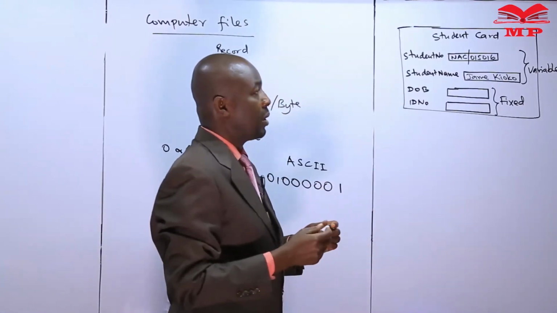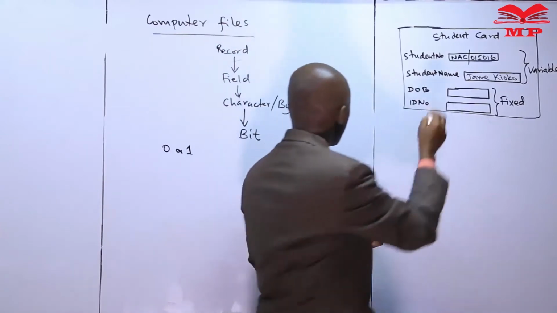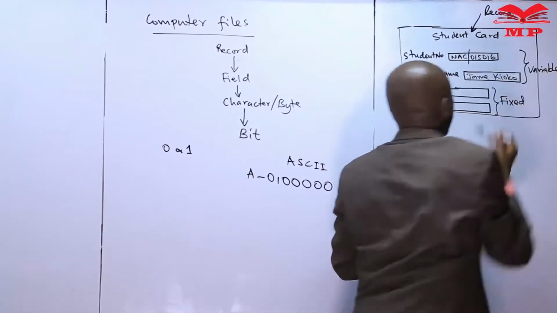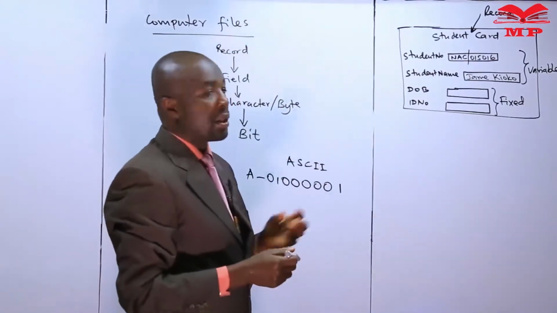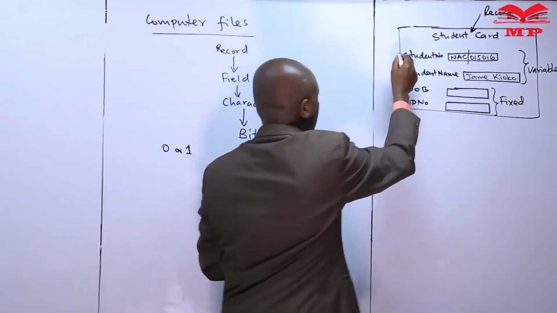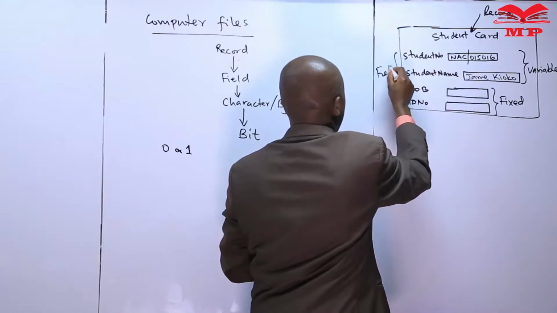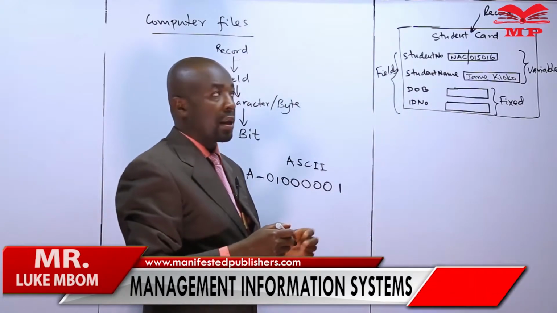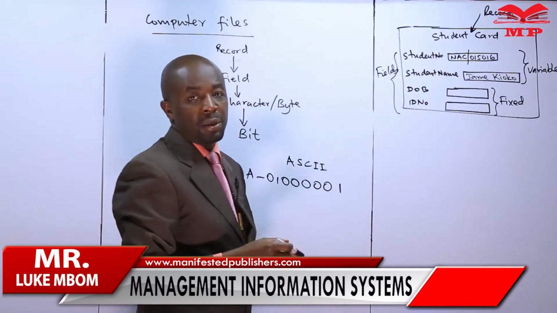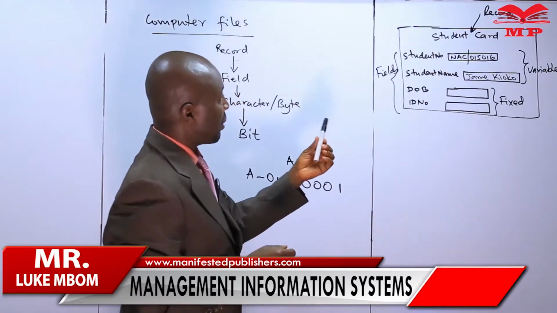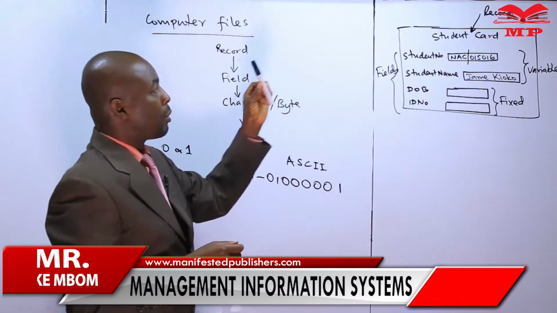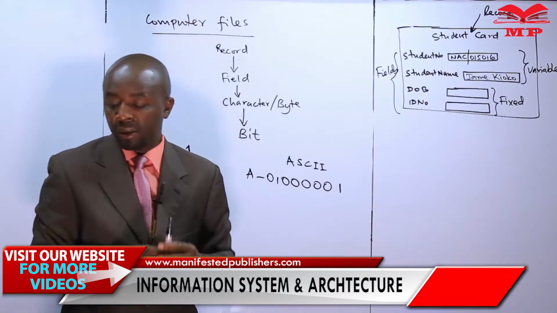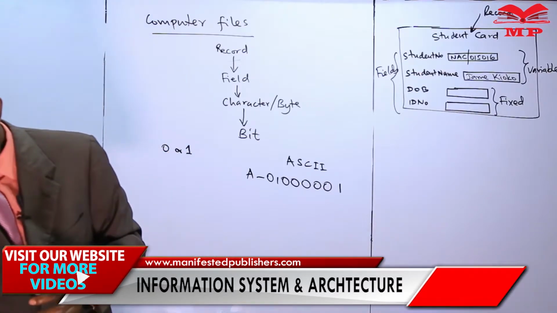What about a record? If you look at this diagram, this student card is our record. A record is made up of many fields, and a file is made up of many records. Like in this case, if I talk about the student file, it will have so many student card records. That describes the elements of a computer file.